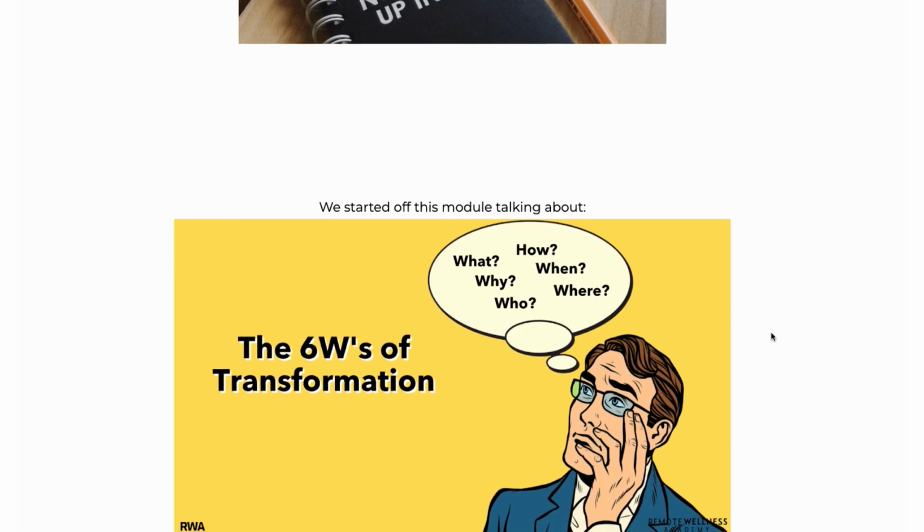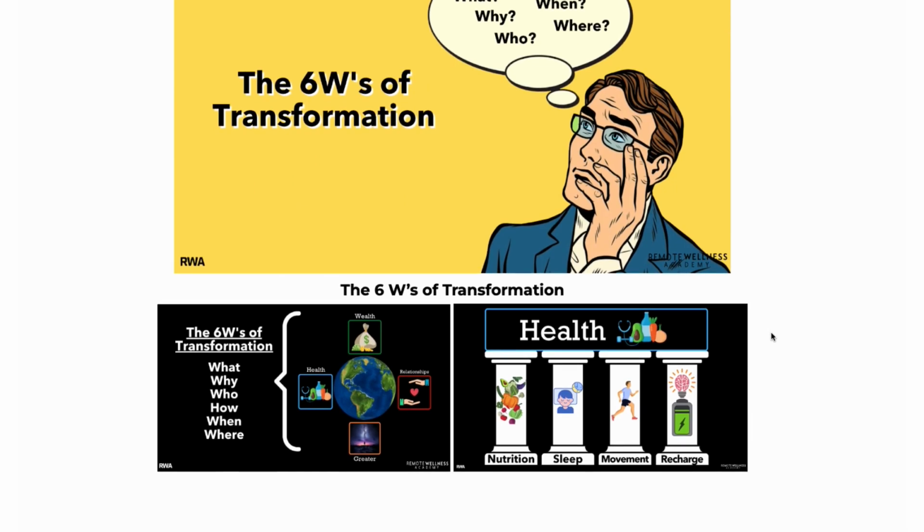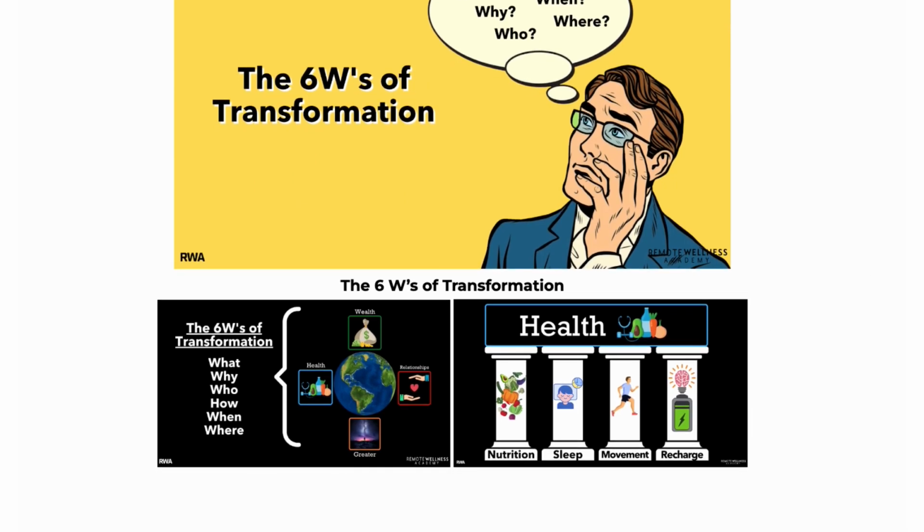In the very beginning of the module, we started off by talking about the 6 W's of transformation and the 6 W's of health transformation. We said what, why, who, how, when, and where, and how those 6 W's of transformation can be applied to any of the 4 areas of life. Then we specifically introduced the 4 pillars within the area of life of health: nutrition, sleep, movement, and recharge. That first training laid the land for what we were going to talk about inside of the entire module.